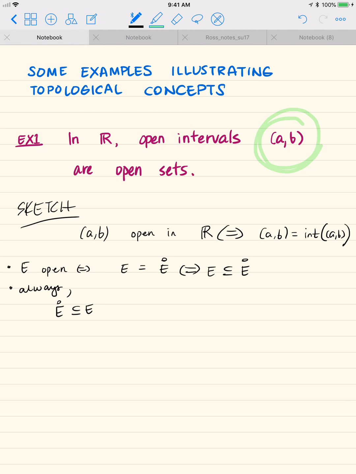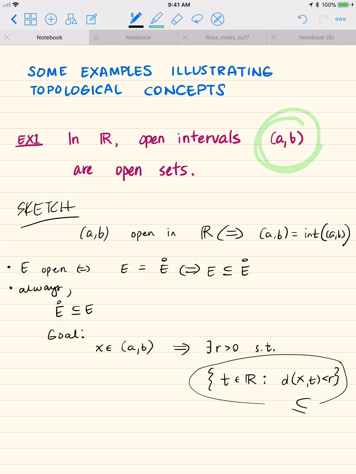So what we need to do is show that if x is a point in (a, b), then x is in the interior of (a, b). And now what would it mean to say that x is in the interior of (a, b)? Well, that means that there exists some r greater than 0 such that the set of t such that the distance between x and t is less than r should be a subset of (a, b).